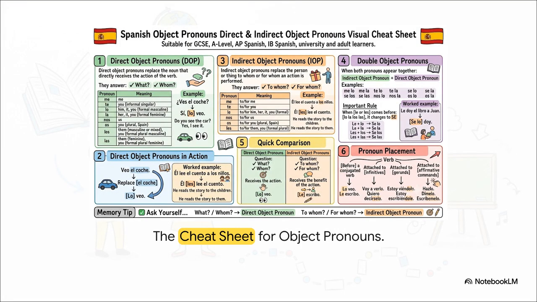To pull this all together, here is your ultimate visual cheat sheet for direct and indirect object pronouns. Teachers, this is the perfect flip learning tool for your classroom routine. And students, I highly recommend grabbing a screenshot right now. It covers everything from those what versus to whom questions to the exact placement rules and even that sneaky le to se transformation. It really is your foolproof study tool.